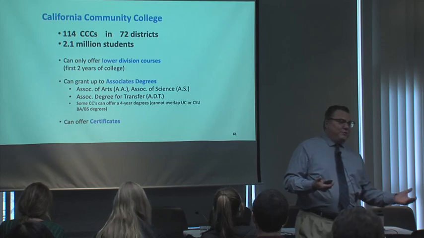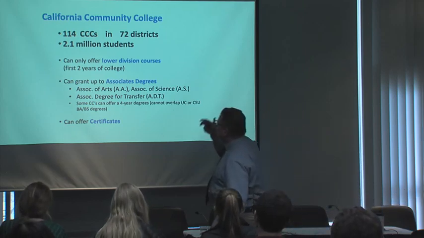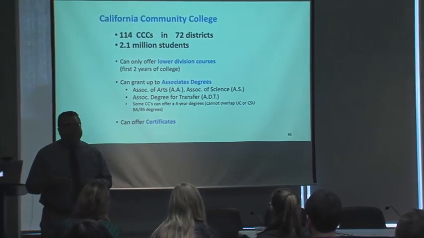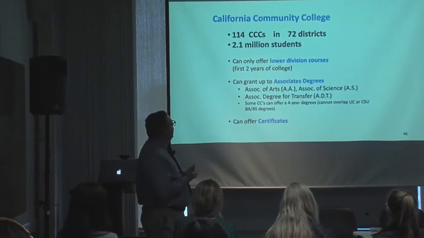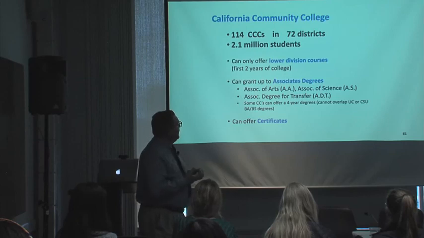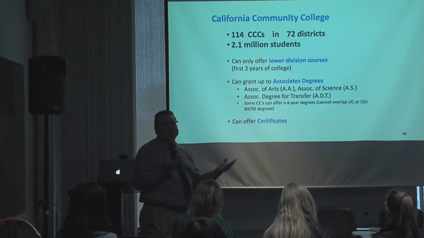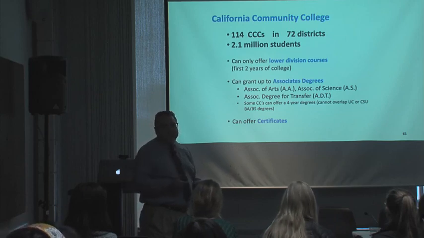We have a board of trustees. Okay. But we're all under a big umbrella. There are 2.1 million students, supposedly, in the California community college system. Biggest educational institution system in the United States, if not the world, okay?